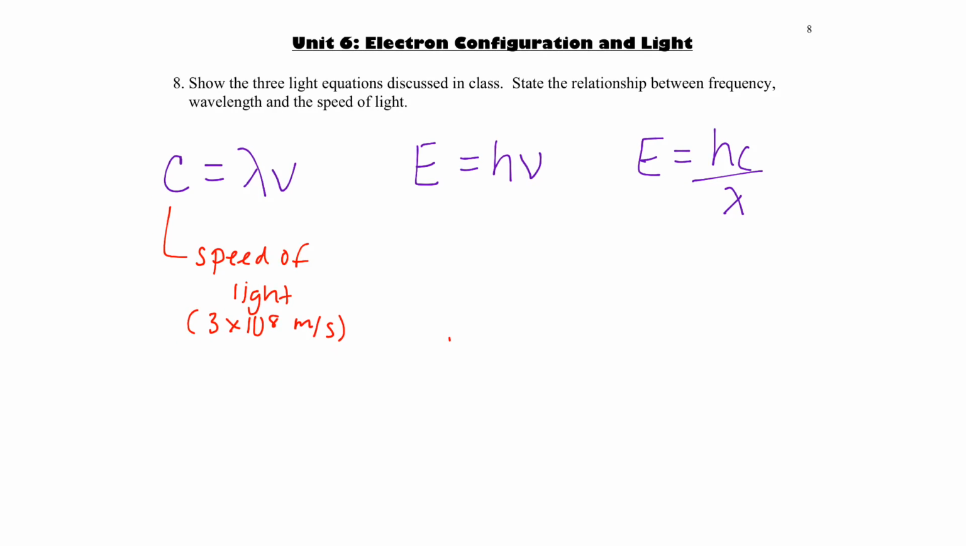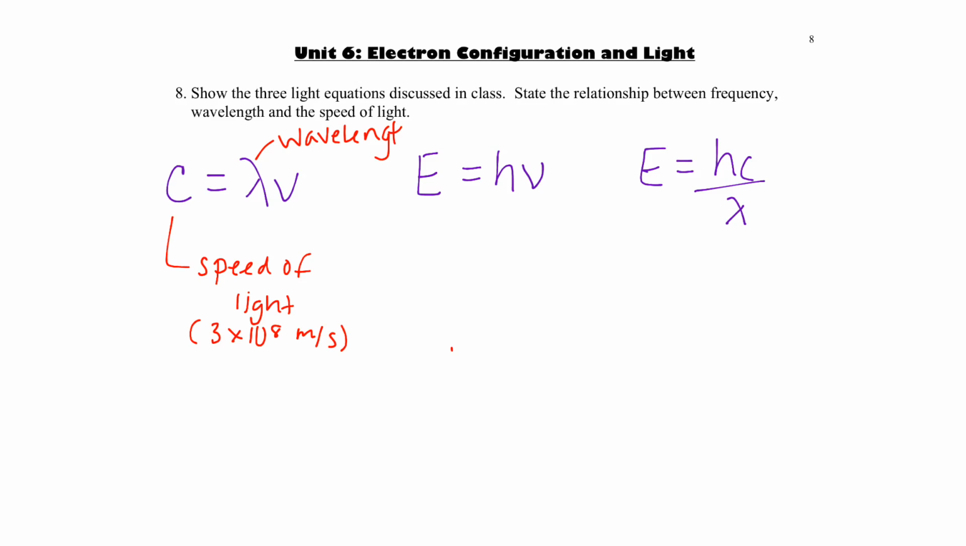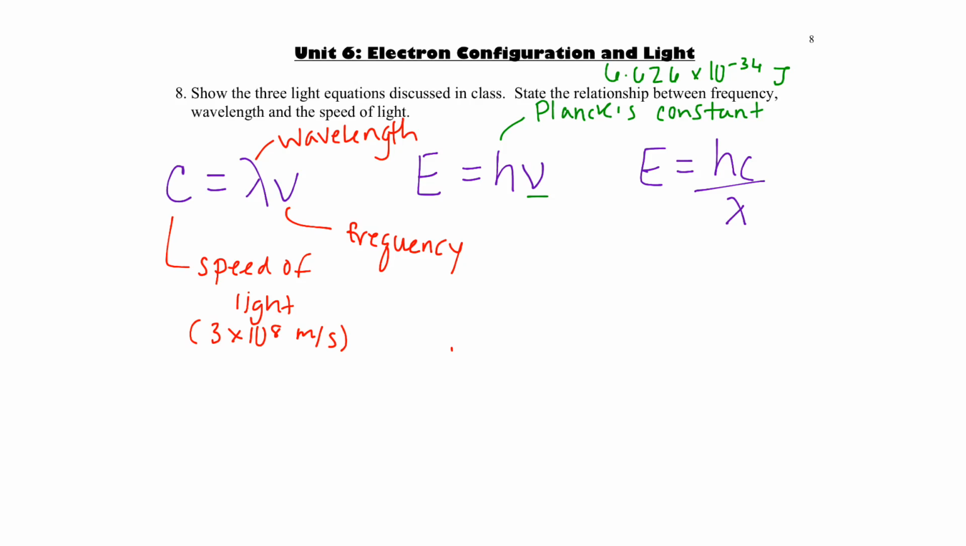This variable here, that's the wavelength. And this variable here is the frequency. Okay. In our other equations, you'll also see some similar variables. So you see frequency again right there. This is also a constant. It's Planck's constant. The number is in the reference book as well. It's 6.626 times 10 to the negative 34th joules times seconds. And then E would be energy.